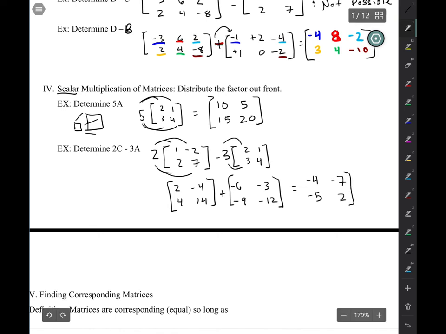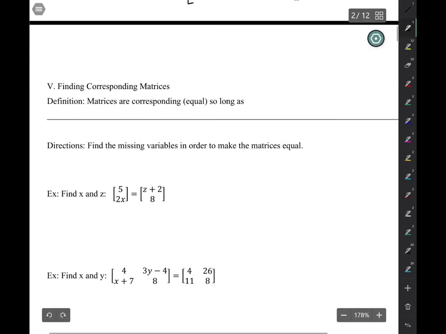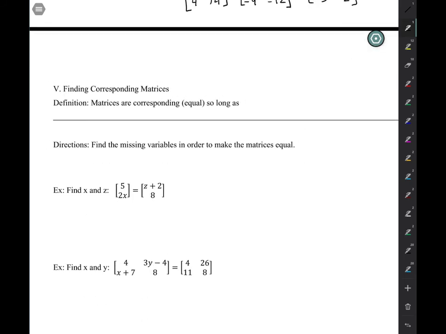So a few different options. You don't have to distribute the negative. I chose to do that here. But again, hopefully it's pretty simple stuff starting out here. The most challenging aspect of this particular lesson is solving for missing parts of a matrix.